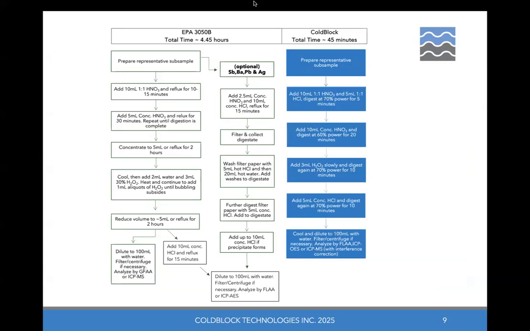Now, we spoke about simplicity, and you're not going to be able to read all of the complex details on this slide, but on the left in white, you can see all of the EPA methods. Again, this is a 4-hour and 45-minute process. You can see several optional branches that depend on the elements of interest. And on the right, in blue, you can see ColdBlock. Again, 45 minutes, a single process method with 6 simple steps. But let's take a look at a short video that I think will better demonstrate the method in greater detail.